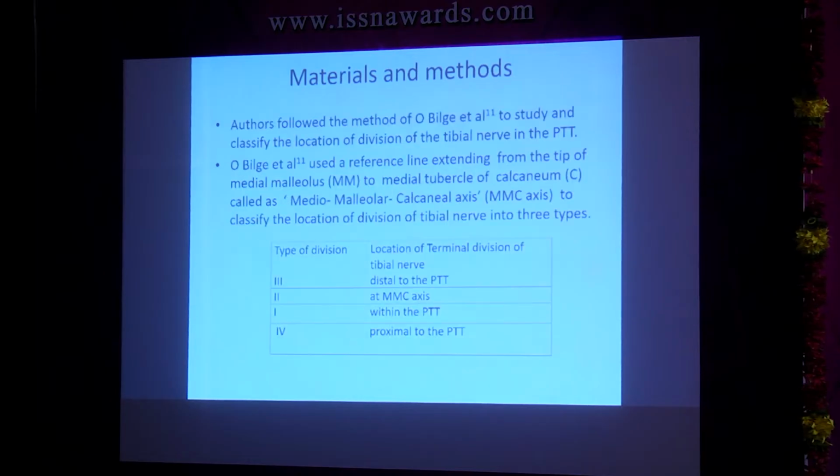Regarding the method, this is a descriptive study where we studied 50 formalinized cadaveric feet, and we followed various methods. One of the methods which we followed is that of O. Bilge, where he tried to locate the division of the tibial nerve in relation with one axis. This axis is between 2 points on the medial side of the foot. One point is the medial malleolus, where the tibia ends, and the other point is on the heel bone, we call it the calcaneus, the medial tubercle of the calcaneum. So these 2 points can be joined.